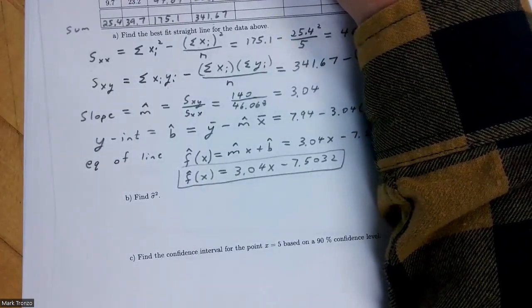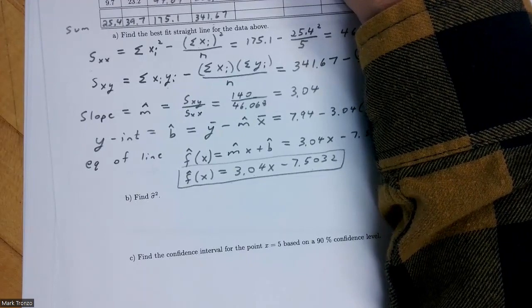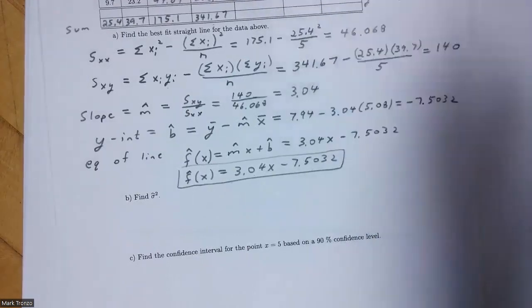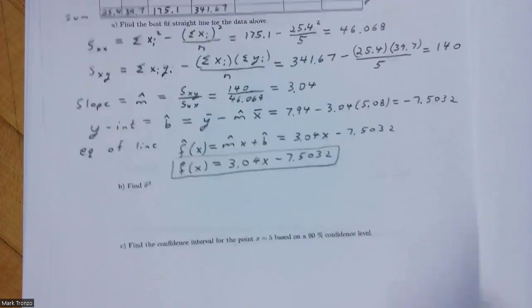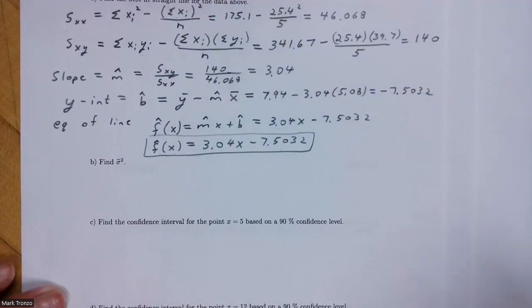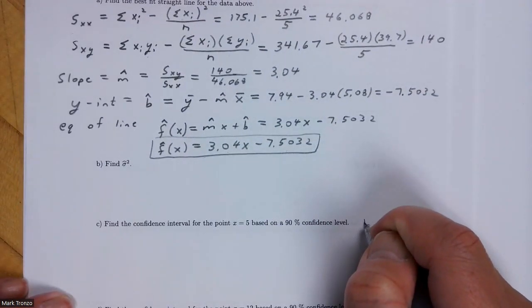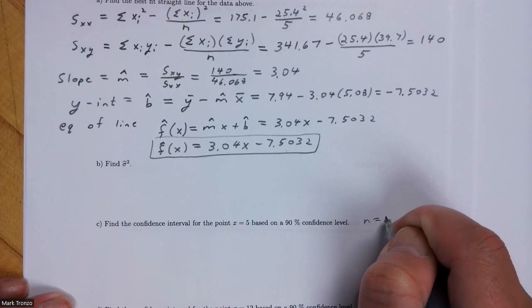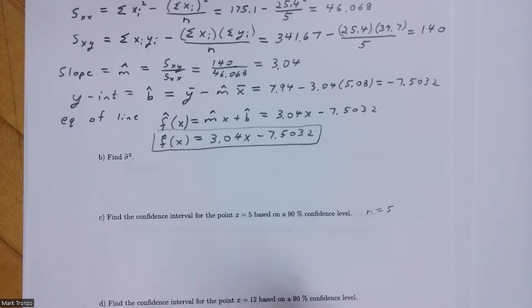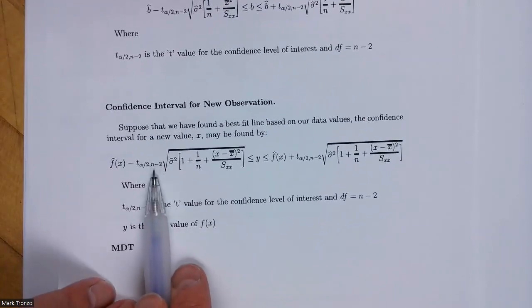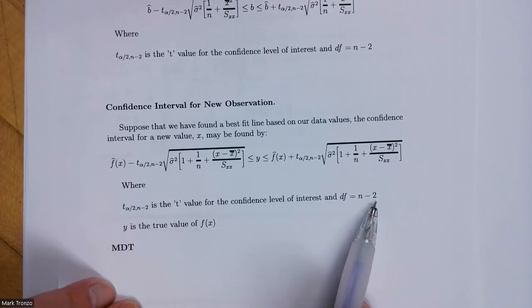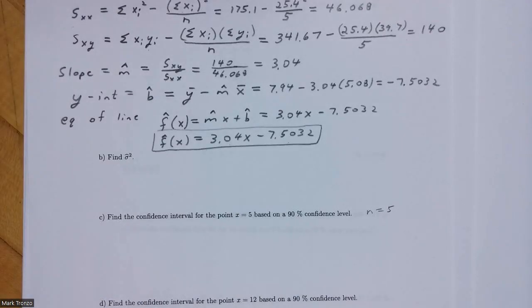Yes, sir. When we're doing the degrees of freedom, is the n just 5? Yes. Good question. That's exactly right. N is equal to 5 for the degrees of freedom. And then here, you take 2 away, so you end up using 3. Yep, good question. Any other questions?